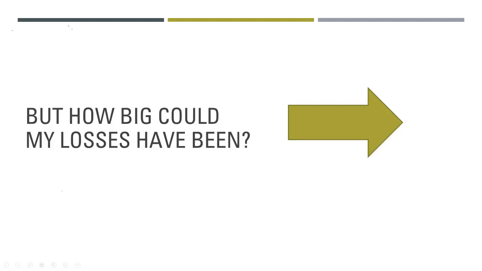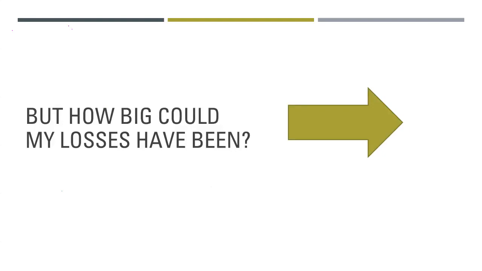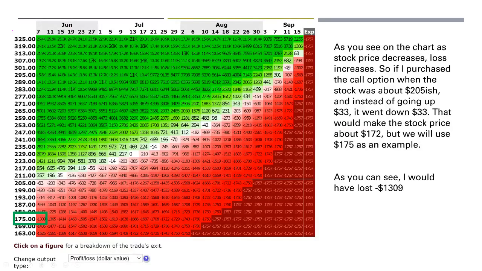So how big could my losses have been though? Obviously I made $3,200, but what if the stock didn't go up? What if it didn't go up to 217? What if it went down to like 185 or something? Let's take a look at that. Say instead of going up 33, it went down 33. That would put the stock price about 172, but I'm just going to use 175 for the example. As you can see, I would have lost negative 1,309, so almost $1,300. So my account balance would have gone from 1,700 to $400.